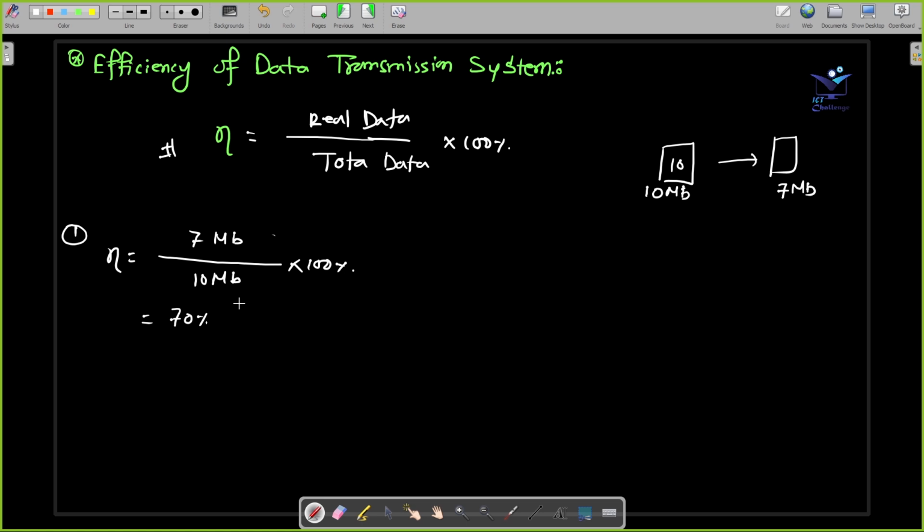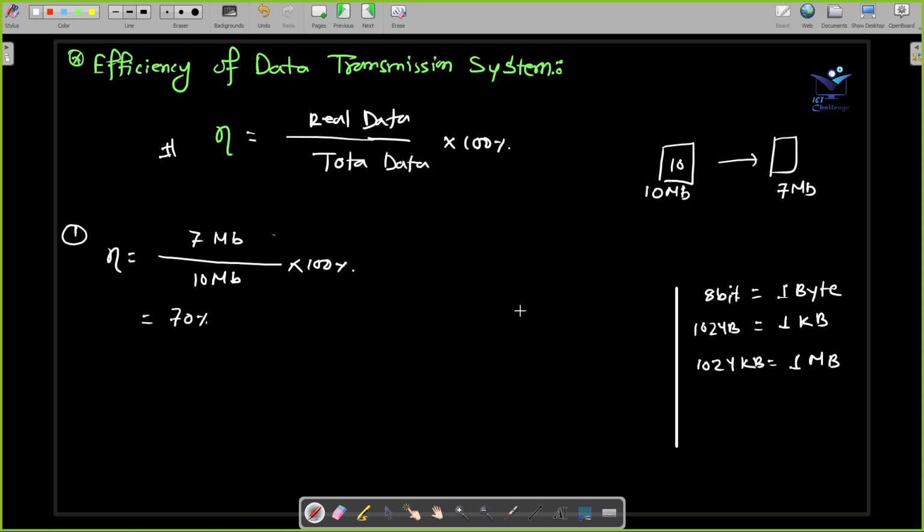Now at first you have to understand the difference between small b and capital B. So I would like to write this here. We already know 8 bit is equal to 1 byte, and 1024 byte is equal to 1 kilobyte. Again, 1024 kilobyte is equal to 1 megabyte, right?